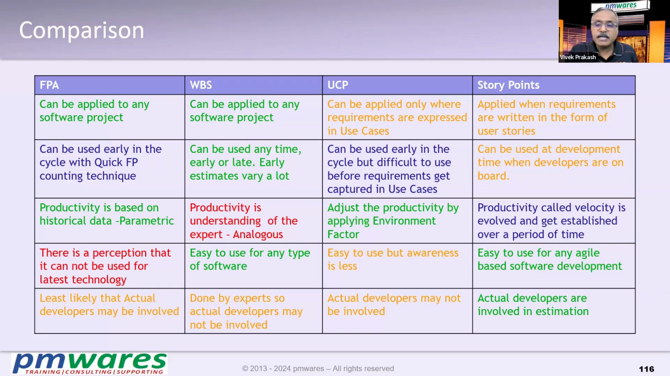FPA has a perception that it cannot be used for the latest technology. Often people question me, even ask me also. WBS is a de facto standard. Everybody uses it. And story point, if you are taking Agile, you're going to do it. That is also easily understood, as it is meant for that purpose.